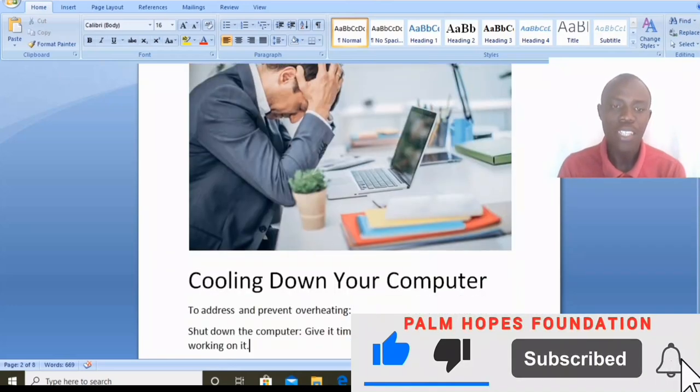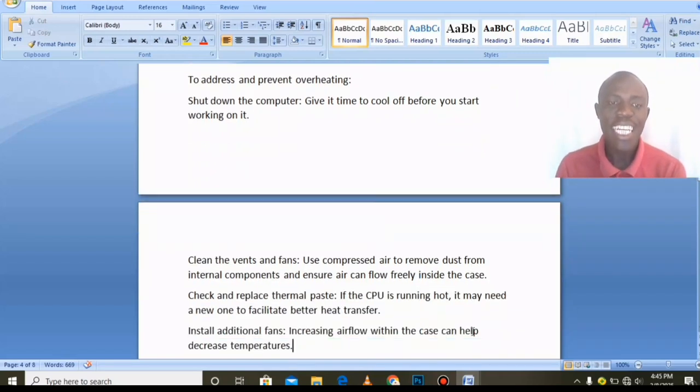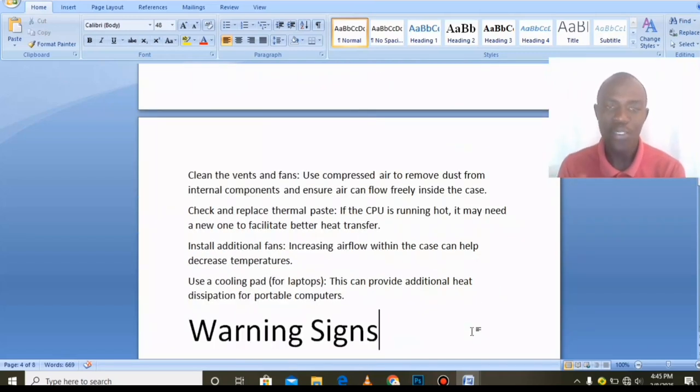So now let's see cooling down your computer. How do you cool down your computer? To address and prevent overheating, shut down the computer. Give it time to cool off before you start working on it. Then clean the vents and fans. Use compressed air to remove dust from internal components and ensure air can flow freely inside the case.